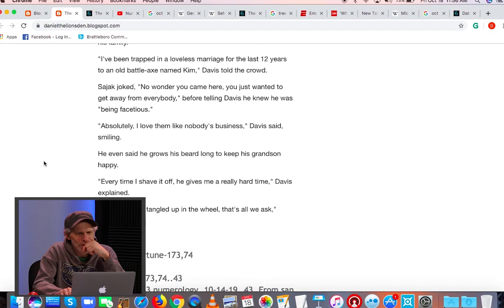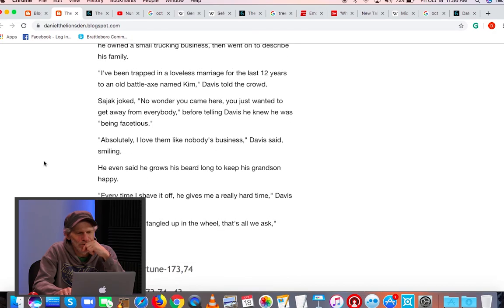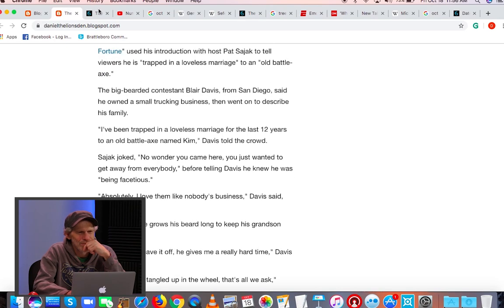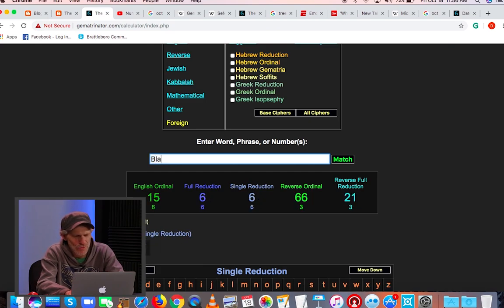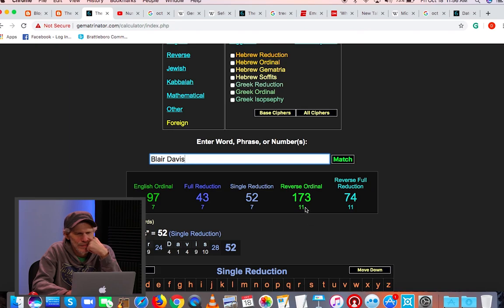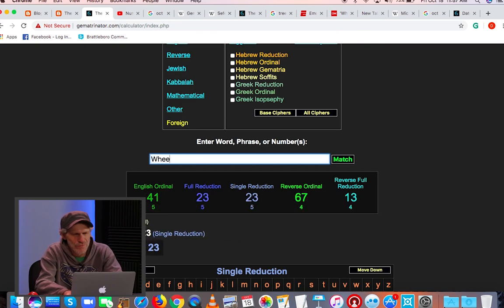So he's in a loveless marriage. So right away, there's a similarity. Wheel of Fortune and Blair Davis. Why is Blair Davis on Wheel of Fortune? I'll show you why. It's all about Gematria. Wheel of Fortune.